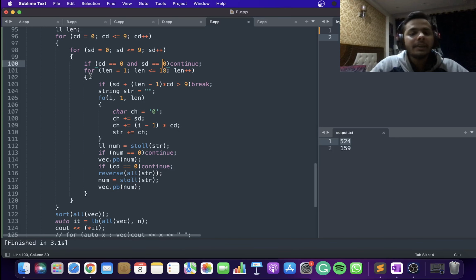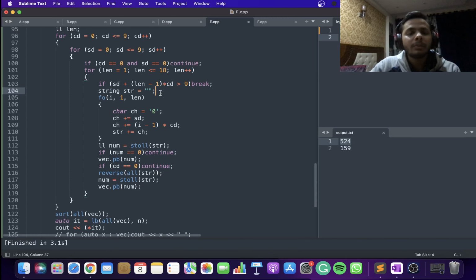And then every AP has a length, right? And the length can never exceed 18. And so I am iterating from 1 to 18. And if I have a starting digit, a length, and a common difference, then I know the last digit also. The last digit will just be starting digit plus (length minus 1) times the common difference. So if that is greater than 9, then obviously I cannot have a valid number, because at least one of its digits is becoming greater than 9, and so I break out.